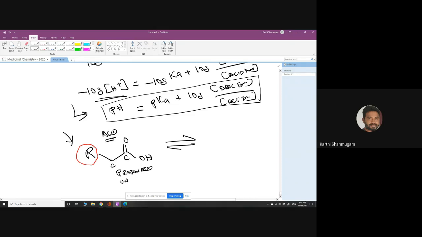Can I say this same thing as unionized form? Both the same, right? Okay, three things. It is in its acid form. We can say it is in its protonated form. We can also say it is in its unionized form. All three almost refer to the same thing. So now the question of interest is, what is the base form of this molecule? What is the unprotonated form? And what is the ionized state of this molecule?